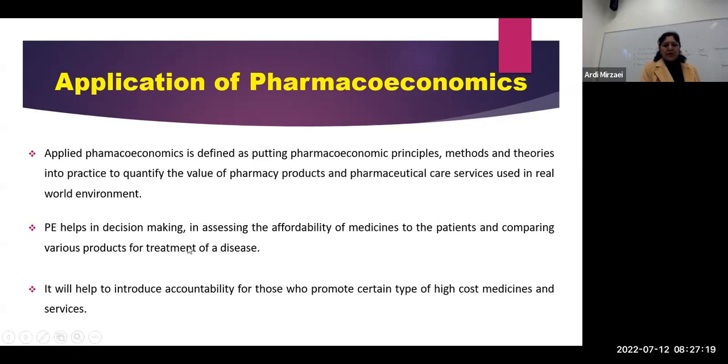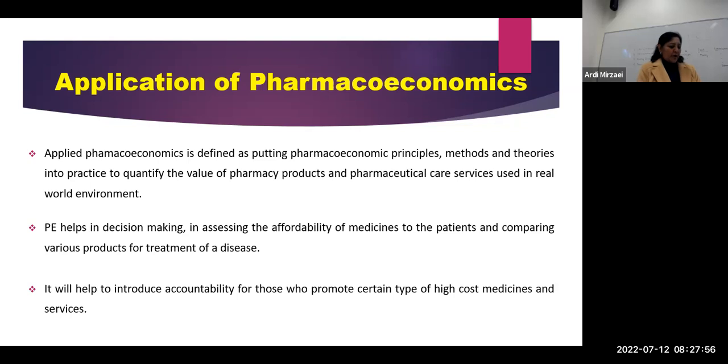So it helps in decision making, in assessing the affordability of medicines to patients, and in comparing various products for treatment of a disease. It helps to introduce accountability for those who promote certain types of high-cost medicines. There are so many high-cost medicines versus generic medicines, and the debate is going on. So there should be accountability for those who promote high-cost medicines and high-cost services. This helps to check on those.